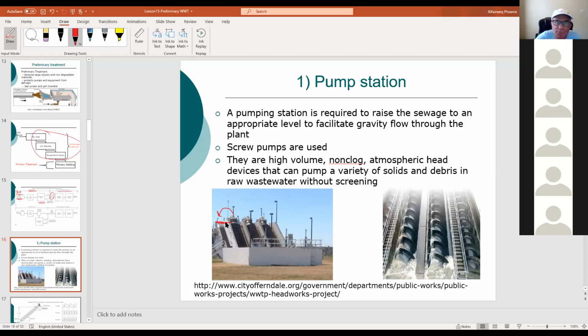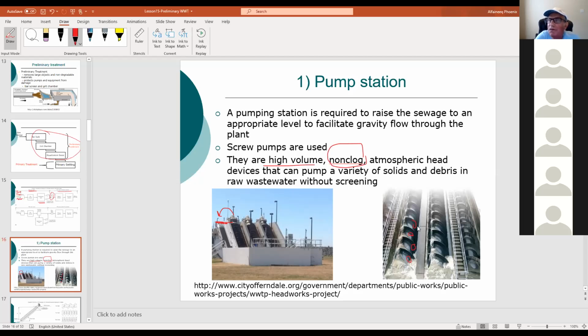We call them screw pumps because they are screws. And they are open, you know? There are huge distances between them. So if you have big debris, no problem. They will not clog them. They are non-clogging. All right, high volume.